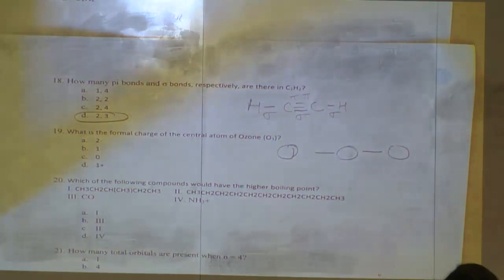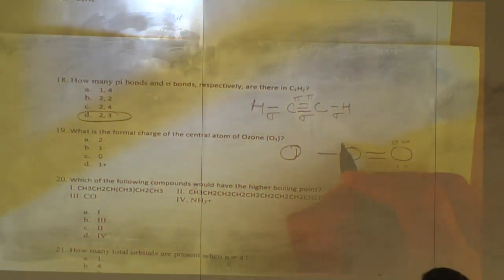All right, formal charge on the central atom of ozone. So let's go ahead and draw that one out. So we have ozone here. All right, so I'll give you guys that structure. And then go ahead and find the formal charge on that central atom of ozone. So try to use what we just learned to find that formal charge.